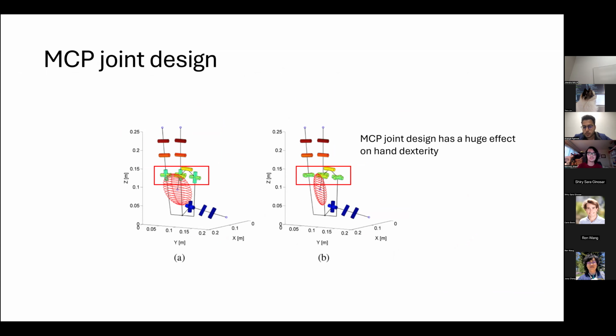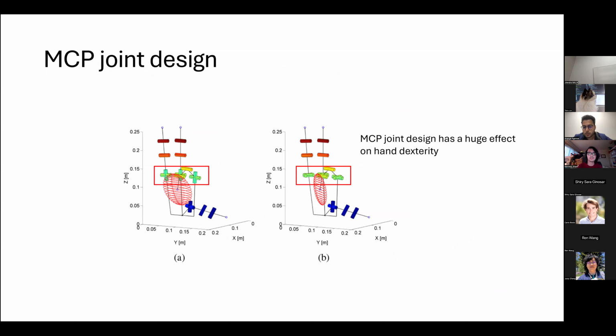So here we have the Allegro hand. And what happens is, because of the design of the MCP joint, in the extended position, the joint loses a degree of freedom. So when the finger spins around, the fingertip position doesn't actually change. So that degree of freedom is completely useless. So in the power grasp position, you lose a degree of freedom.